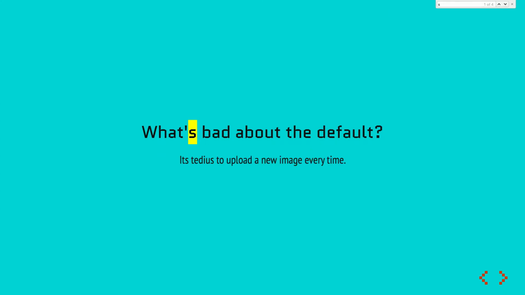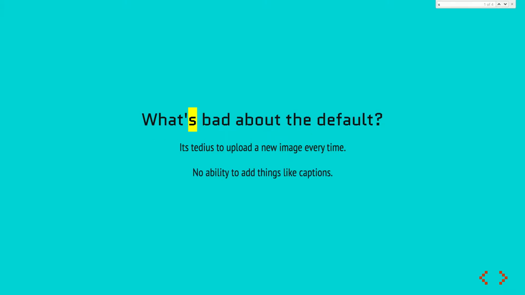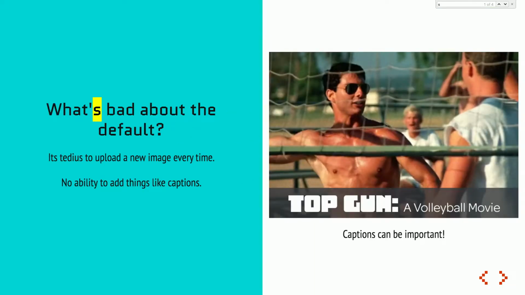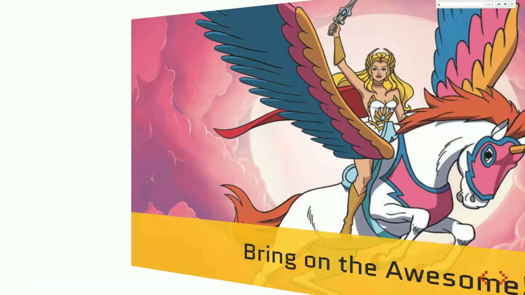It's tedious to upload a new image every time. If you have a site with multiple editors, a couple hundred pages, you have to have a repository for your images you're trying to pull out. It's a pain. And there's no ability to add extra fields like captions and things. And sometimes captions are important because they can set the context of whatever you're talking about. So they're nice to have.